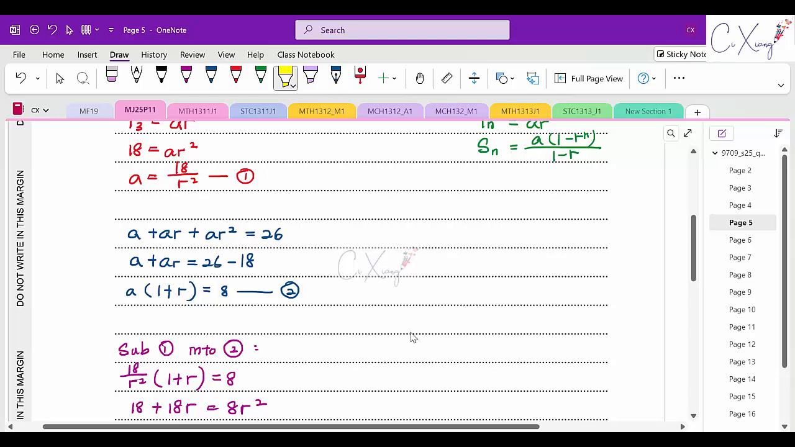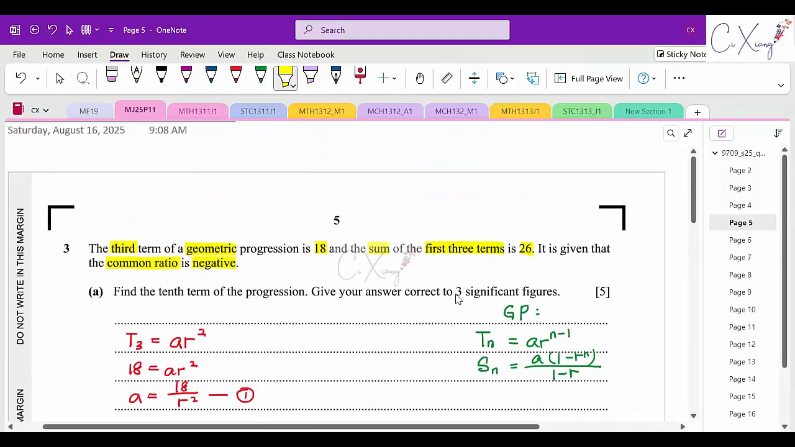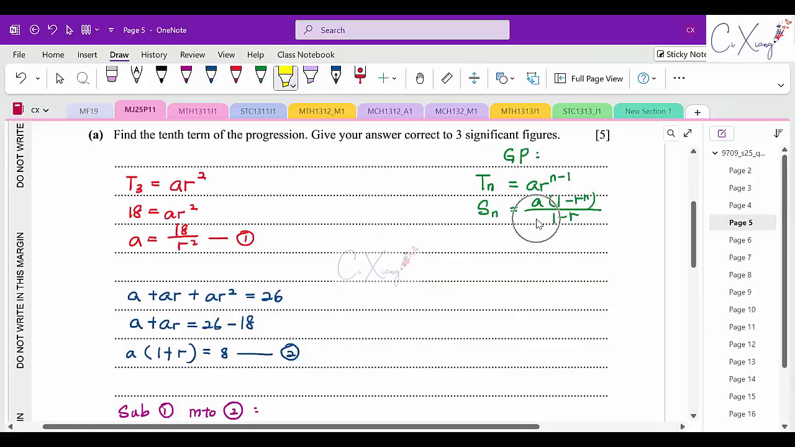Alright, so I want to discuss the solving part for the simultaneous equation. I believe that quite a number of you will ask, for the sum of the first 3 terms, why I didn't use the formula given for the sum, but I just add the 3 terms together to solve.